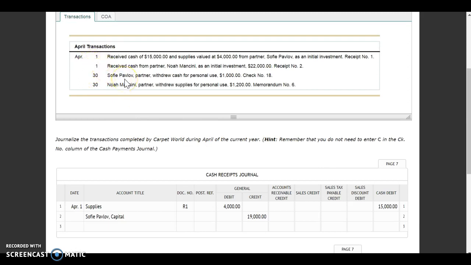The next one on April 1st, it says I received cash from partner Noah Mancini as an initial investment of $22,000, receipt number 2. So Noah is just investing cash. So again, I'm receiving cash. I'm going to go back into my cash receipts journal, April 1st. Since I'm receiving cash, I'm going to debit cash for $22,000, and I'm going to credit his capital account, Noah Mancini, capital, for $22,000, and that was receipt number 2.